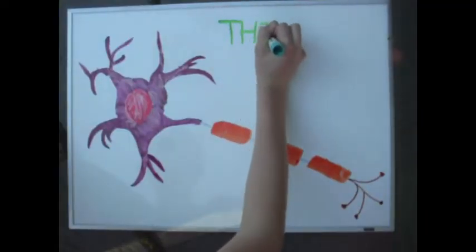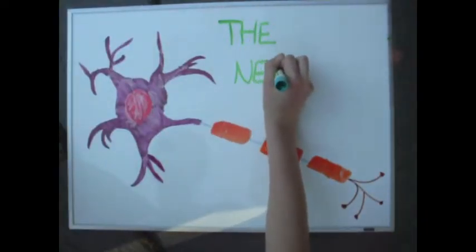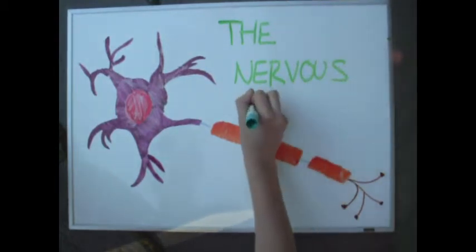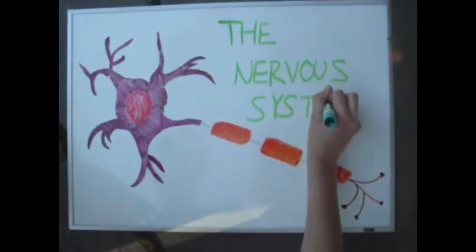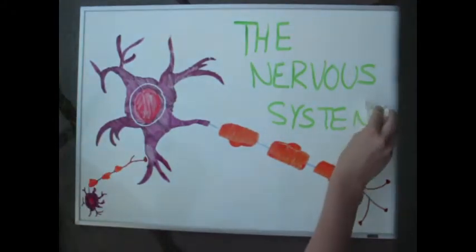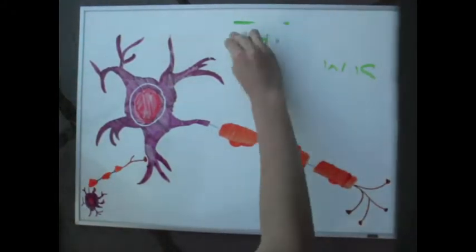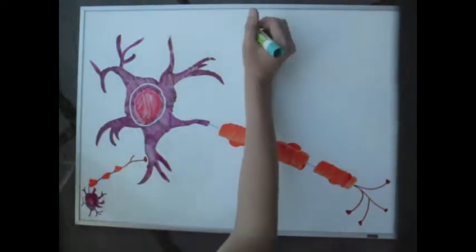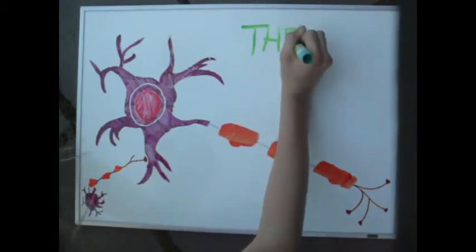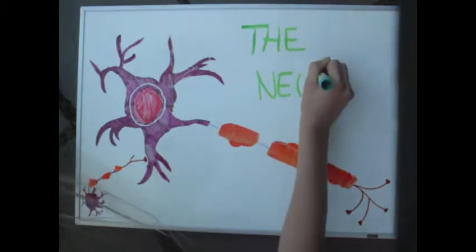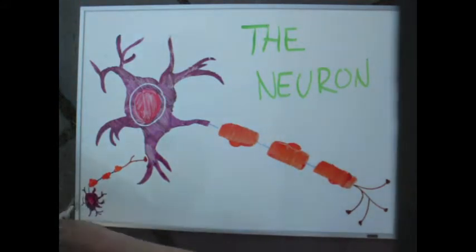The nervous system. The nervous system consists of two main parts, the central nervous system, which is the brain and the spinal cord, and the peripheral nervous system, which are the neurons that are not included in the brain and spinal cord. The neuron is a nerve cell that helps to transmit signals and relay information throughout the body.